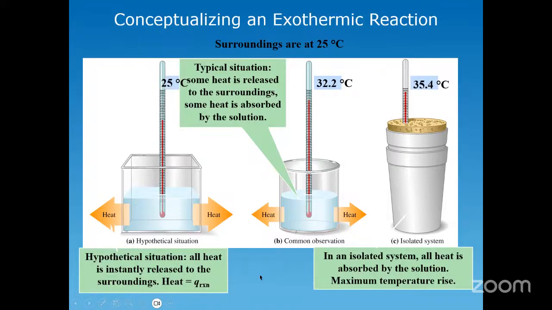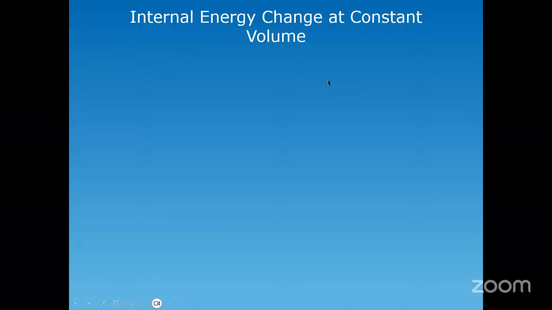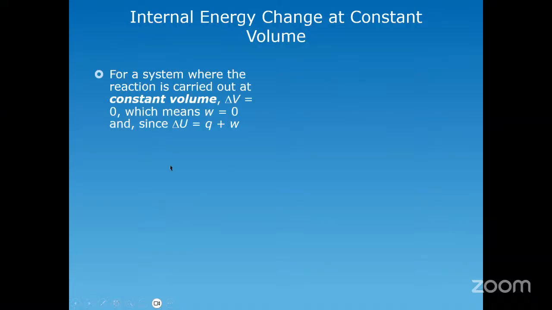Okay, so let me move on now to talking about the internal energy change where the volume is remaining constant. Going back to this equation here, delta U is equal to Q plus W, right? Remember, internal energy is equal to the heat change plus the work that is done on the system, right? Now, in the case where the reaction is being carried out under constant volume conditions, that means that the volume does not change, which means that delta V is equal to 0. And remember, W is equal to minus P delta V. So if delta V is equal to 0, that means that W is equal to 0.